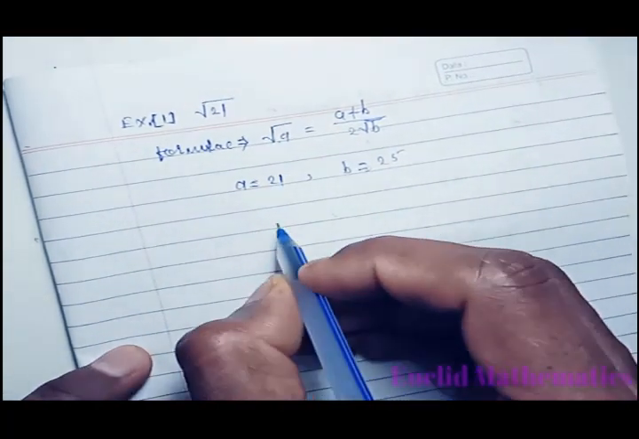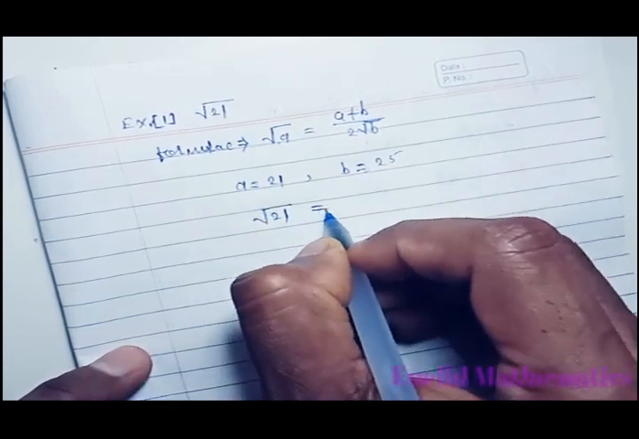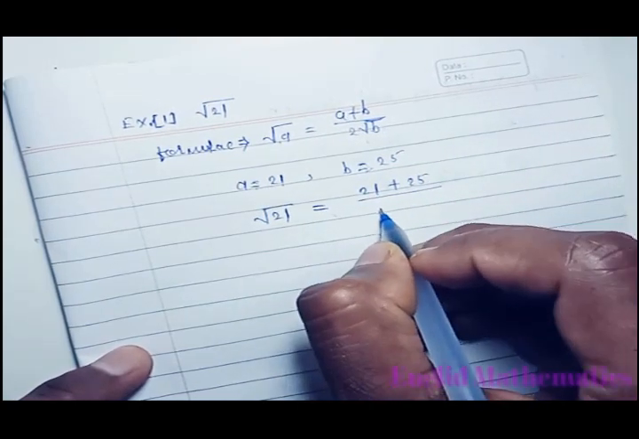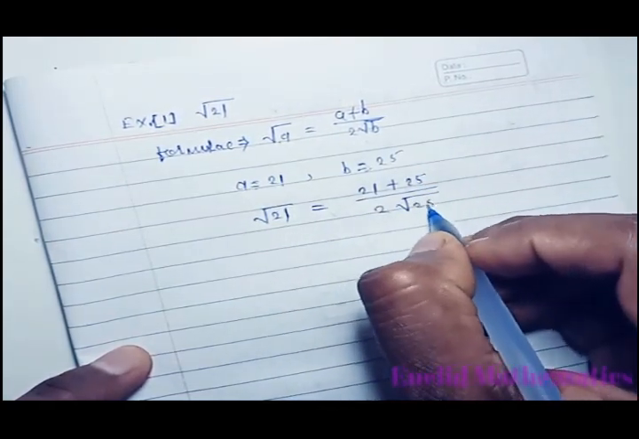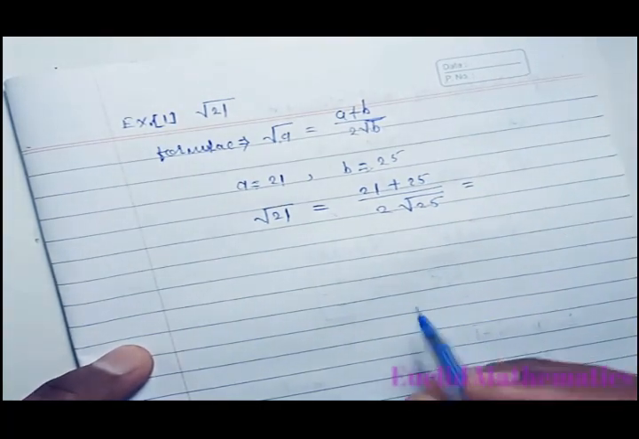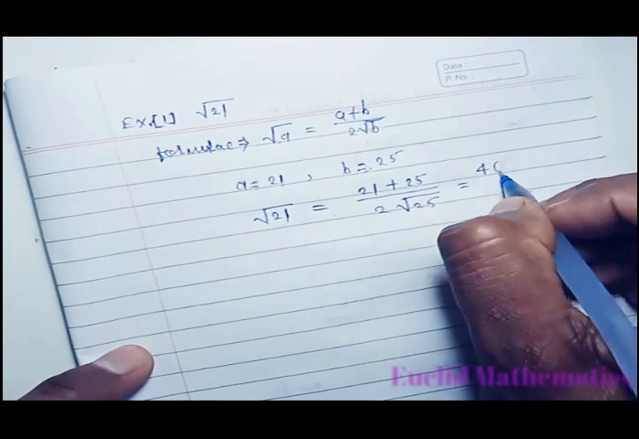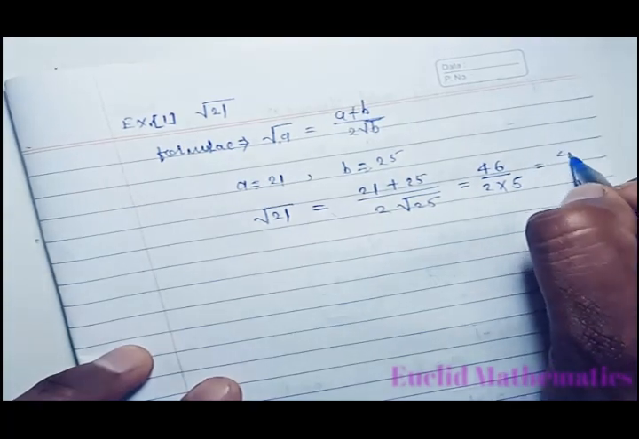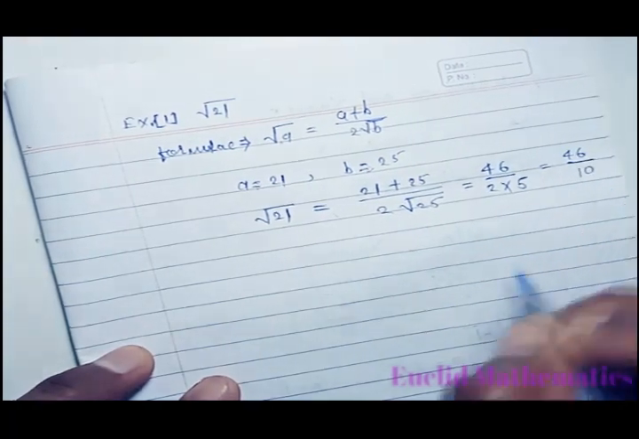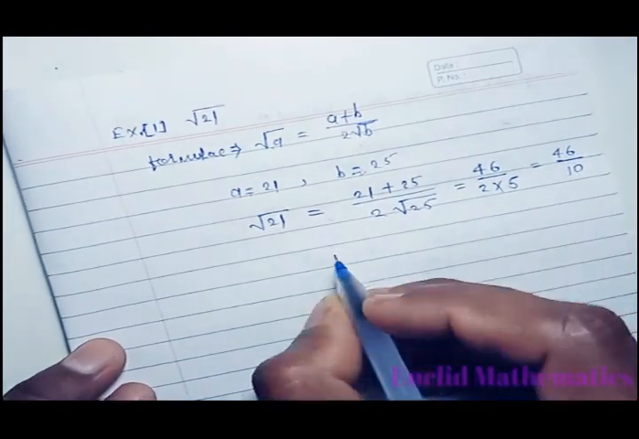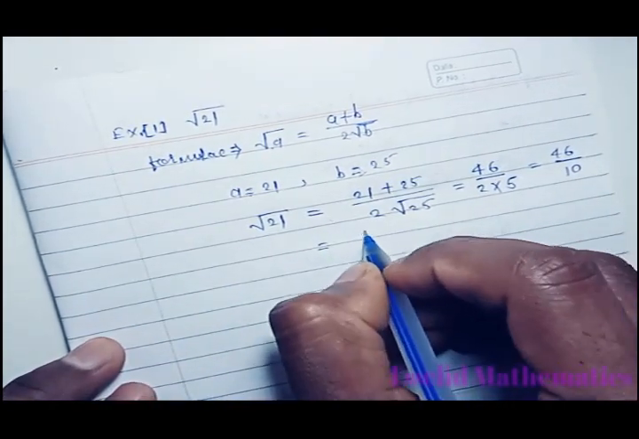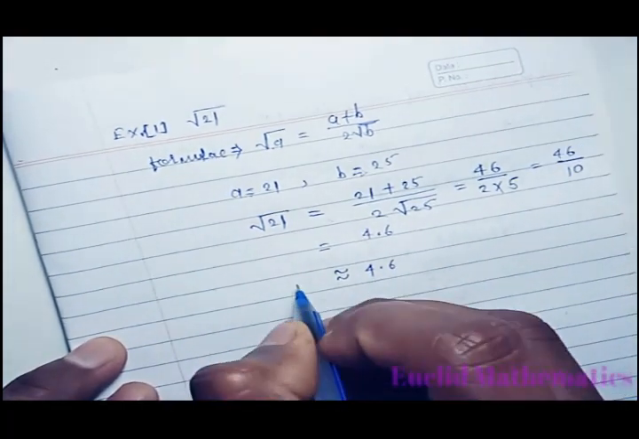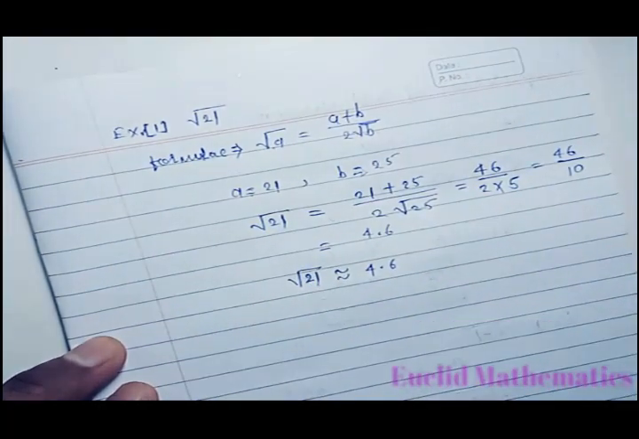So now let's do the calculation. The square root of 21 is equal to (a plus b), that means 21 plus 25, divided by 2 times root b, that means 2 times the square root of 25. Okay, so 21 plus 25 is 46. And 2 times the square root of 25 means 2 multiplied by 5, so 2 fives are 10. So 46 divided by 10 is quite easy to find. It comes to 4.6. So our approximate answer is 4.6 for the square root of 21. It is quite easy to get the square root.